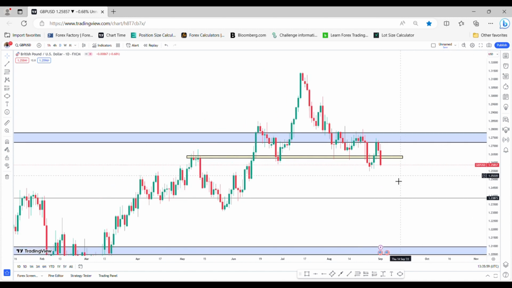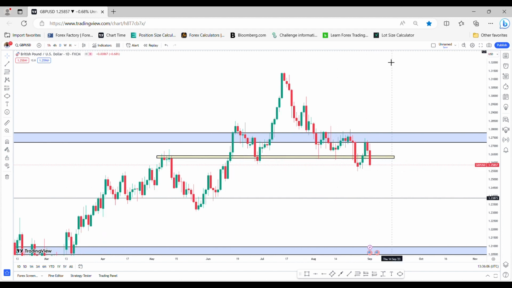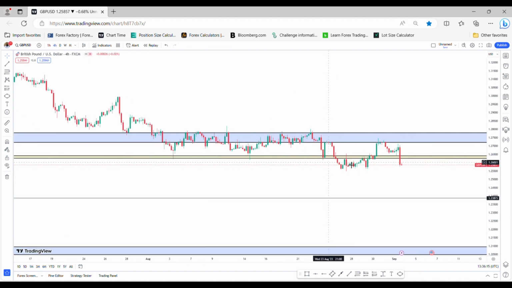So you heard it here. You heard it first from me. The next target level, if this minor level holds strongly, the next target level is 1.2387. That is going to be the next target level. So this is exactly how I generate my trading ideas. So I'm basically going to be looking for potential entry.